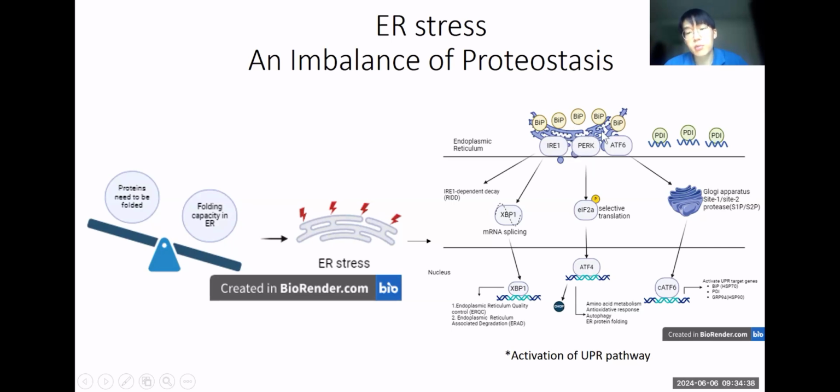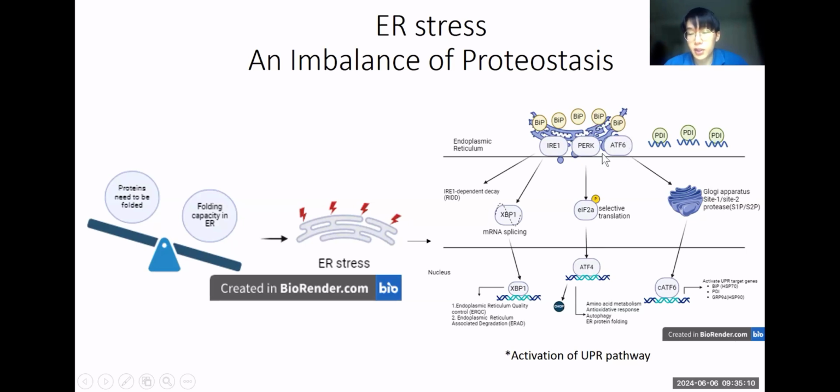For PERK, similarly, it will dimerize and phosphorylate and downstream activate another protein called EIF2 alpha. It will activate another protein, ATF4, an activating transcription factor. This protein will generate CHOP and lead to apoptosis, and also lead to some amino acid metabolism, autophagy, and ER-related proteins that help folding.